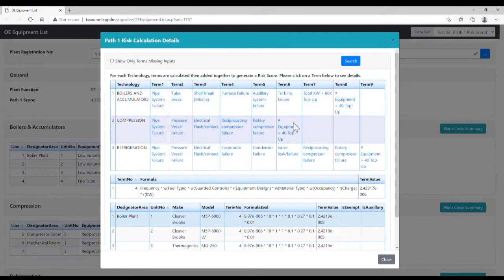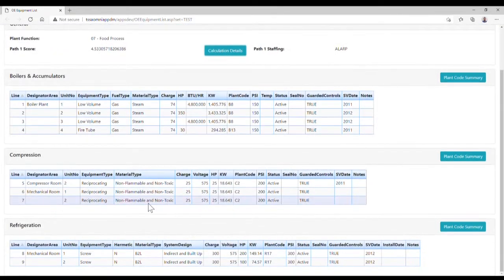So that's for boilers. We're going to talk a little bit about compressors now, or do one example from there. So let's look at what the compressors are. We have 3 reciprocating compressors. They're all pretty much identical. They're all non-flammable, non-toxic. They all have 25 pounds of fluid. They all have a voltage of 575 volts. They're all 25 horsepower, although we've converted them into kilowatts for the benefit of this discussion. So that's 18.6 kilowatts, and the plant is guarded controlled.